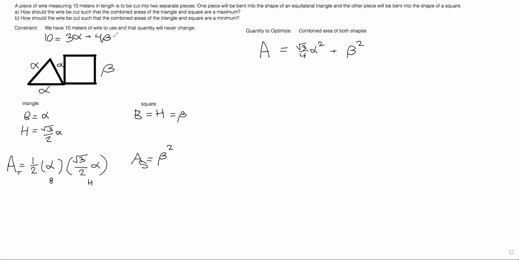Now we just want to solve this for beta, because if we solve this for beta, we're going to get beta equals something in terms of alpha. I'm not going to grind through the tedious busy work. I'm just going to tell you that beta is equal to 1/16 times 100 minus 60 times alpha plus 9 times alpha squared.